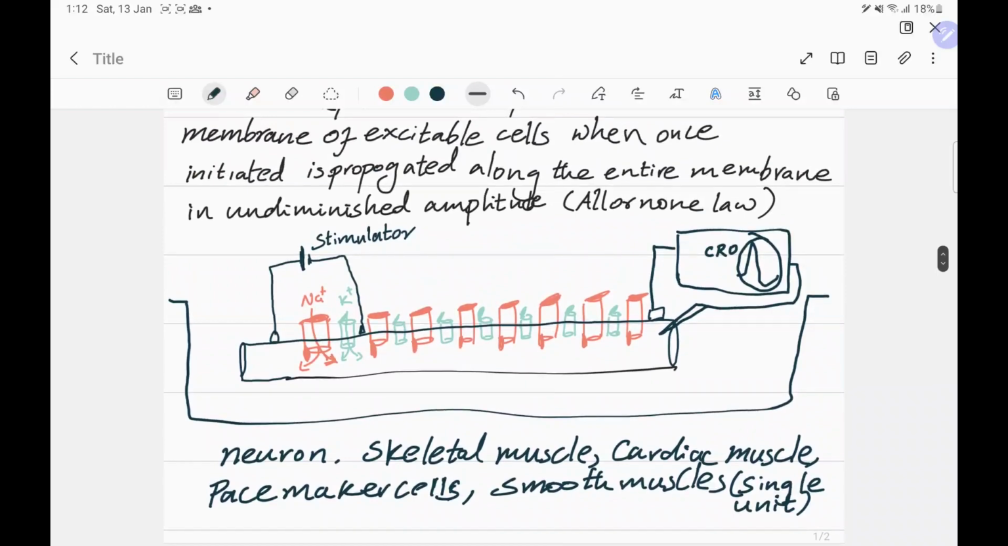Now, what they did was they put this giant squid axon in a setup where the neuron was able to survive. So they put it in a little bit of fluid, and the fluid mimicked the milieu interior of that creature, and because of this we are able to sustain the neuron over here.